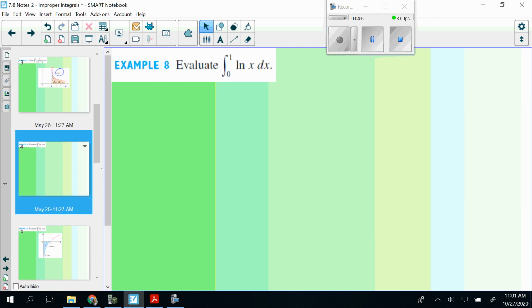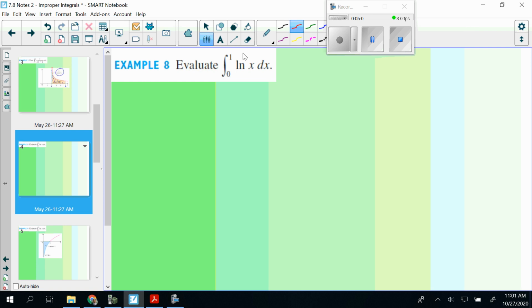Let's try another one here. So this next one, evaluate here. See if you can pick out which limit you think is not the good one here. All right, hopefully you picked 0 because natural log 0, you can't do natural log of 0 or negative numbers.